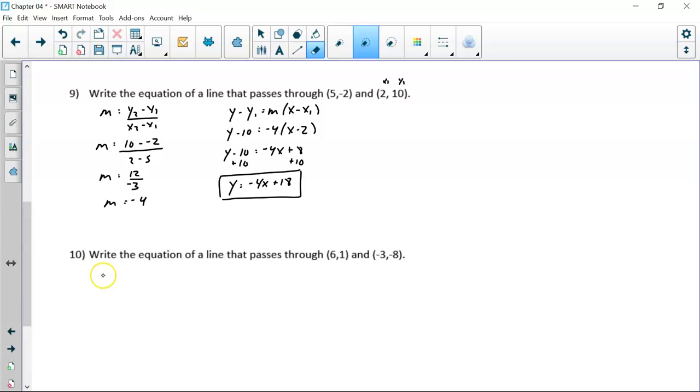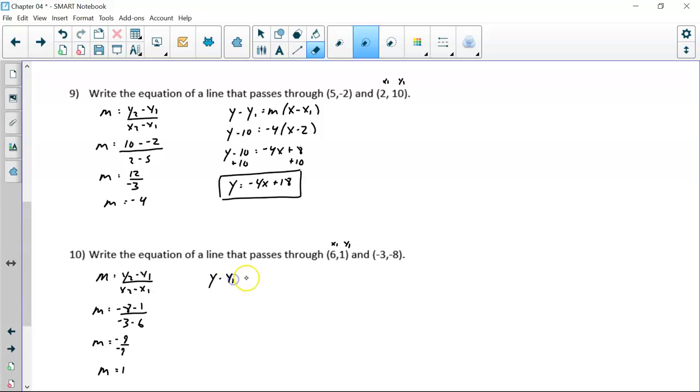Number 10, same type of problem, find the slope. Y sub 2 minus y sub 1 over x sub 2 minus x sub 1. Negative 8 minus 1 over negative 3 minus 6. Negative 9 over negative 9, so our slope is a positive 1. We can pick either one of the 2 points. I'm going to pick the 6 and the 1 because they're both positive, and that's what I feel like doing.